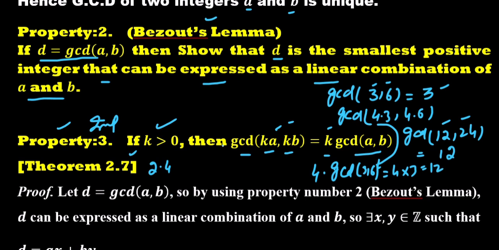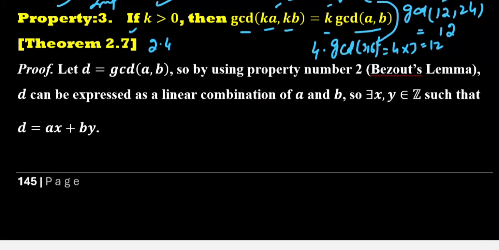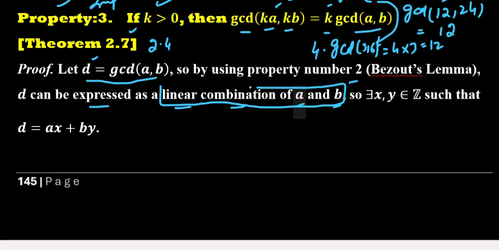Now we prove this property in general. Let d be equal to GCD of a and b. So by using property number 2, that is the Bezout lemma, this d can be expressed as a linear combination of a and b. What does it mean by the linear combination of a and b? Linear combination of a and b means sum of product form. That is, d can be expressed as ax plus by.